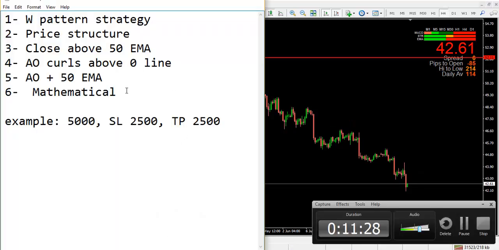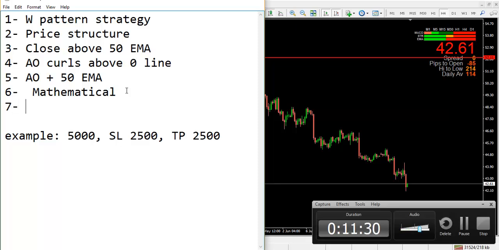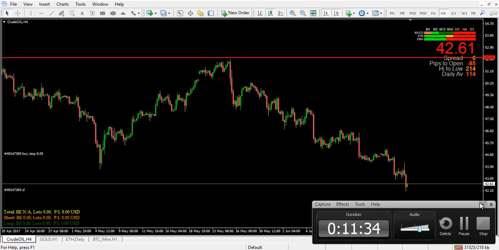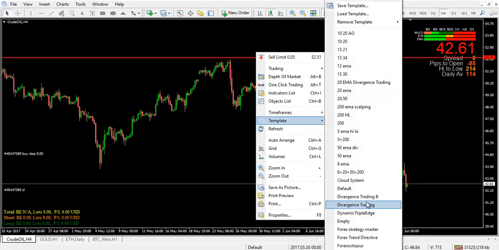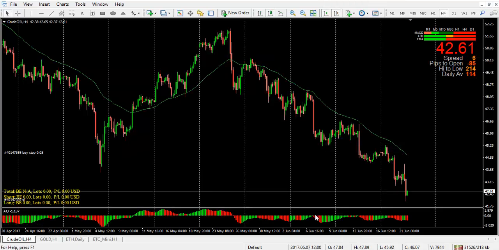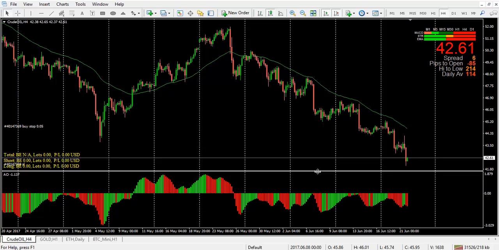Let us look at the 7th example. You can use divergence. Now we do have a divergence. I'm not going to explain what divergence is. You can YouTube it. There is going to be a whole new video that will come up.